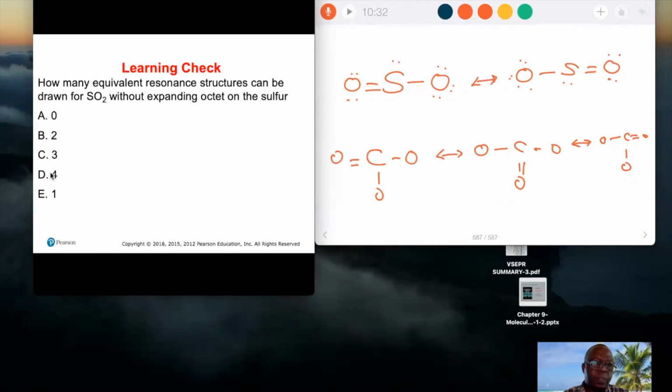So the correct answer for this is B, two possible resonance structures. For carbonate, three possible resonance structures. And the difference between all these has to do with moving around the multiple bond.